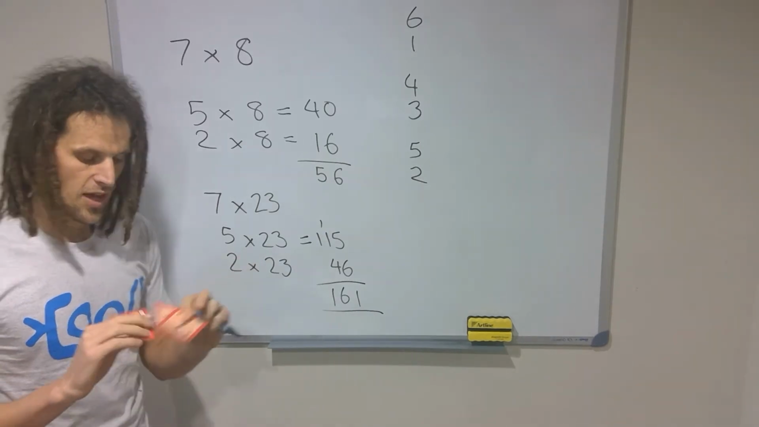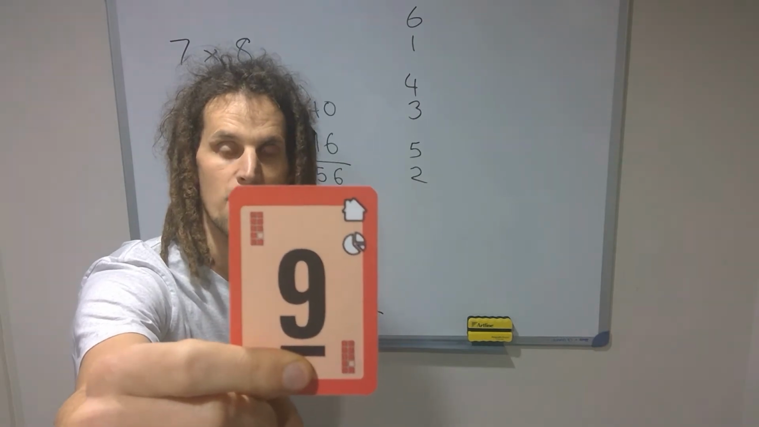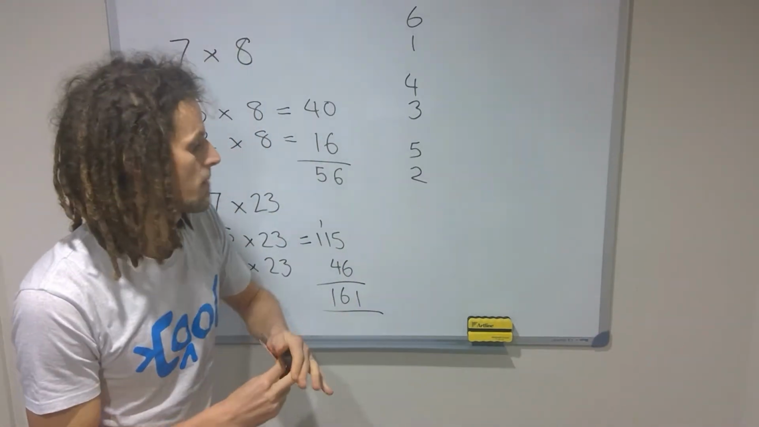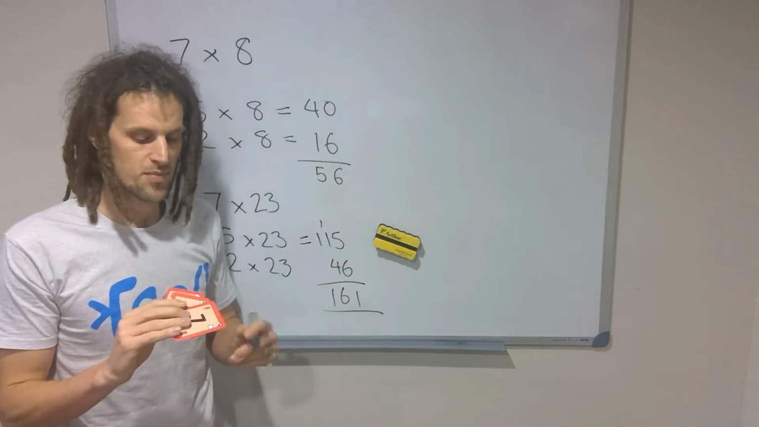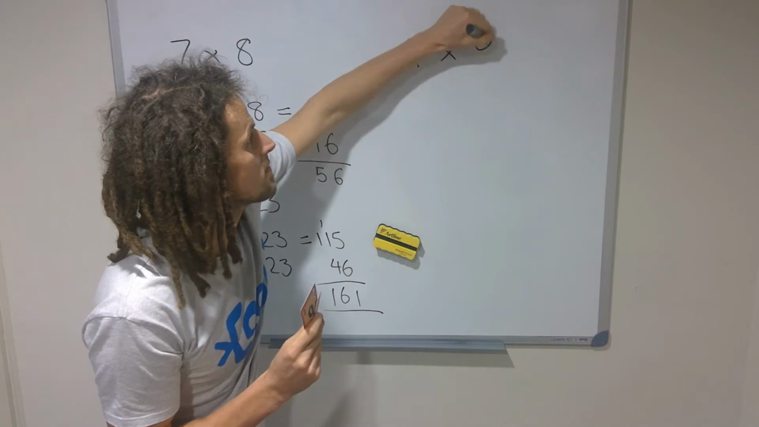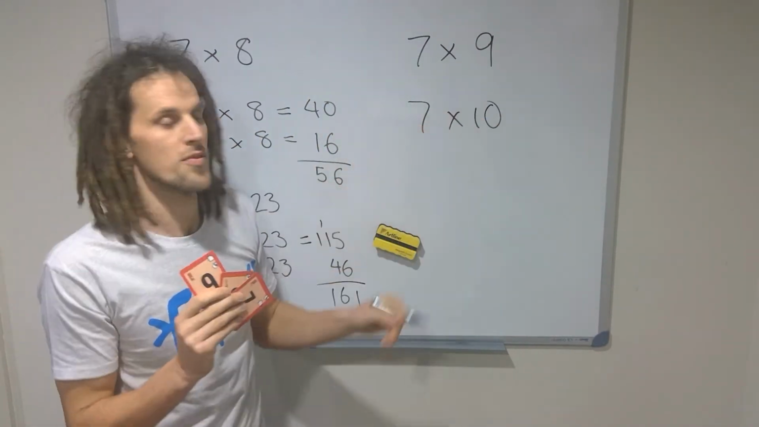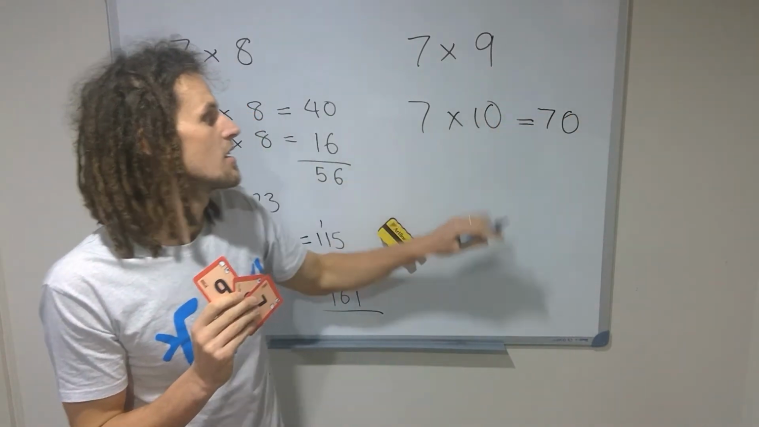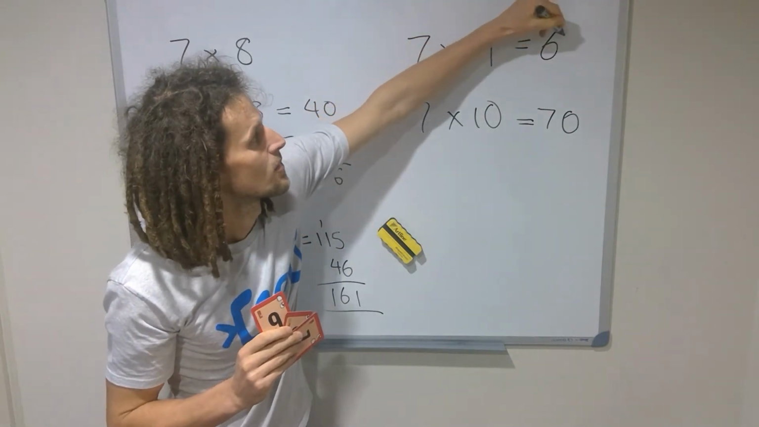So the other one was 9, and 9 has a house next to it. This represents a neighbour fact, and I would use this as the primary strategy for 9s. So what that means is you know something nearby the 9s that is very easy, which are the 10s. So if, say, we're doing 7 9s again, we know 10 lots of 7 is just one more group of 7 more than that. So if we know this is equal to 70, we take 1 lot of 7 away, and now we know this one, which is 63.